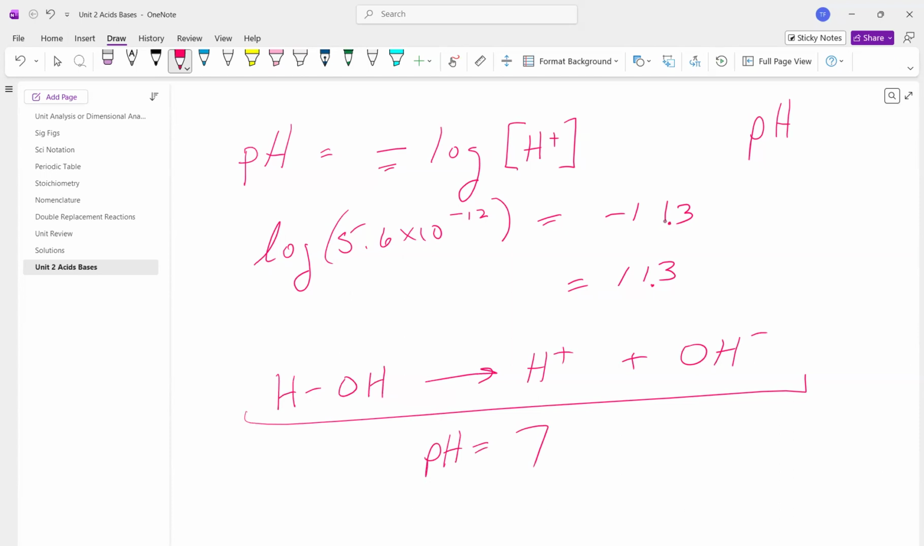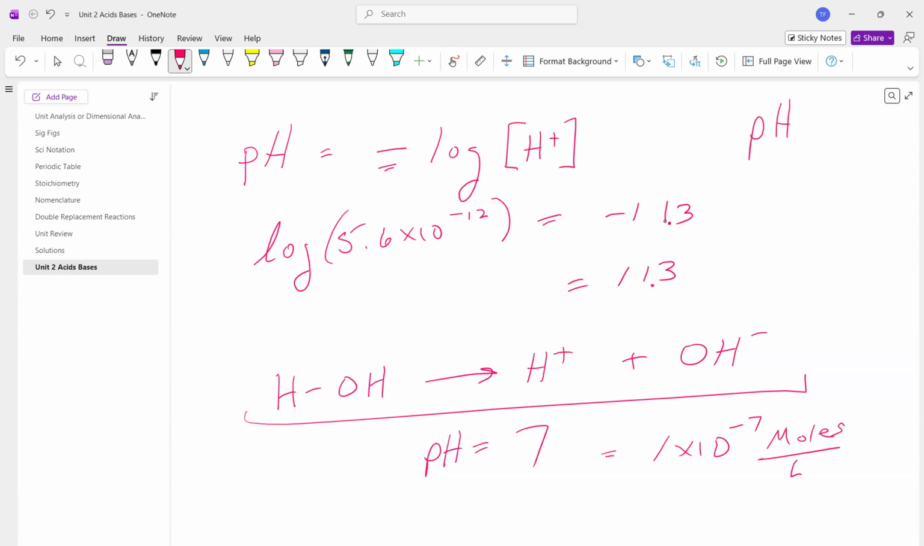So sometimes I'll ask you to convert the pH into molarity. Remember I said logarithm is a fancy word for exponent. So that means if it's a log 7, that's the exponent. And in the case of pH, it's the negative exponent. And that's moles per liter.